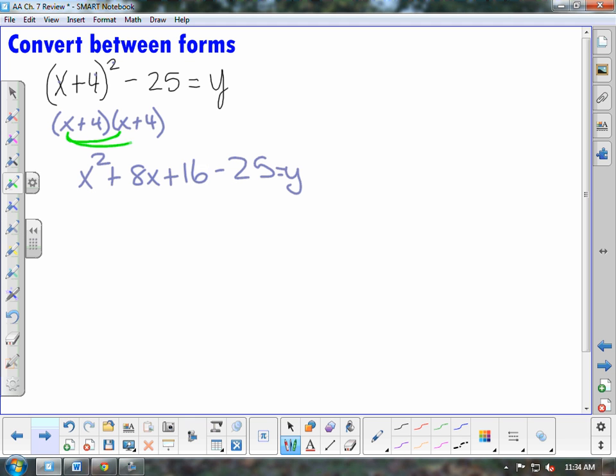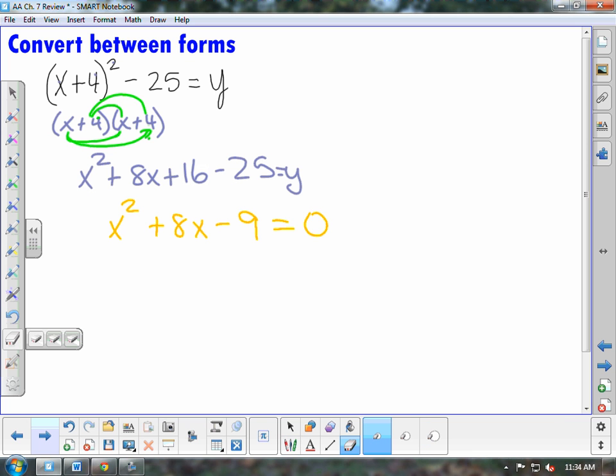X times x is x squared. That's 4x, and 4x and 4x makes 8x. And 4 times 4 is 16. Combining, then you would get x squared plus 8x minus 9 equals y. And there we have standard form.